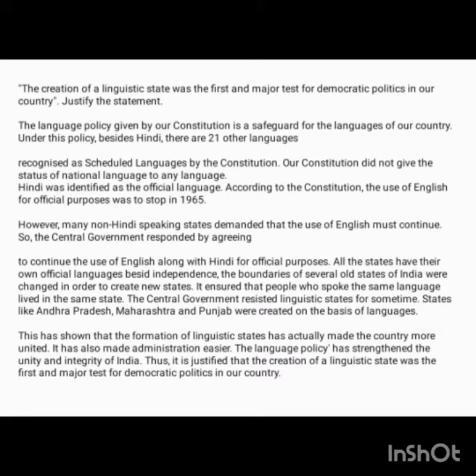Good morning, students. Today we are going to discuss some more important questions of the lesson called Federalism. Let us begin the session.